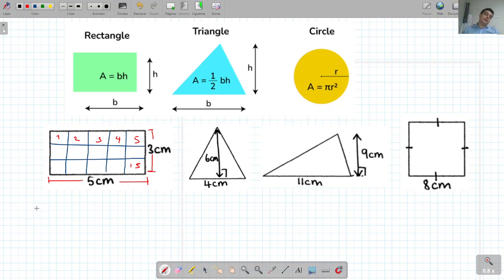Now, to find the area, we have to remember that the area of a rectangle is given by the formula base times height. So if we look for the formula in here, base times height, we need to know what is the base. We need to know what is the height. In this situation, the base is going to be 5 because it's what is against the floor. And the height is going to be 3 centimeters.